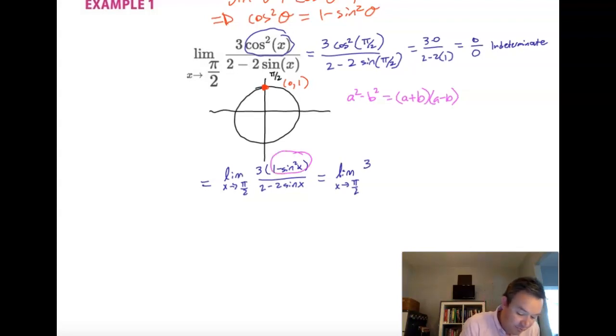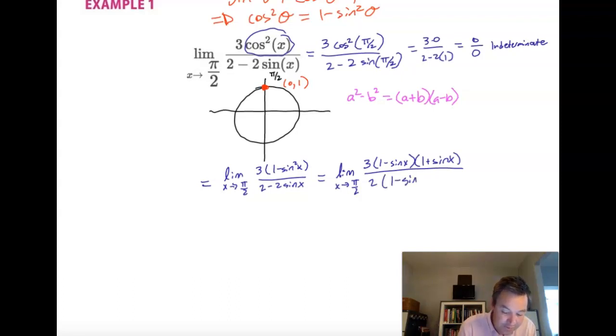Namely here, 1 is a perfect square and sine squared is a perfect square. So that becomes 3 times 1 minus sine times 1 plus sine. In the denominator, I can factor out a 2, so I'll have 2 times 1 minus sine. And now I can actually cancel something. So I have 2 factors of 1 minus sine. Let's get rid of that.